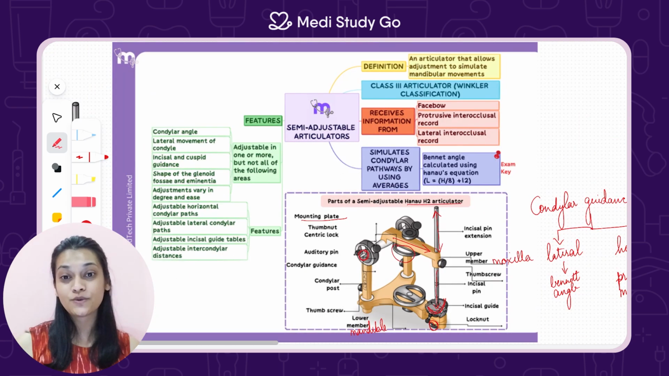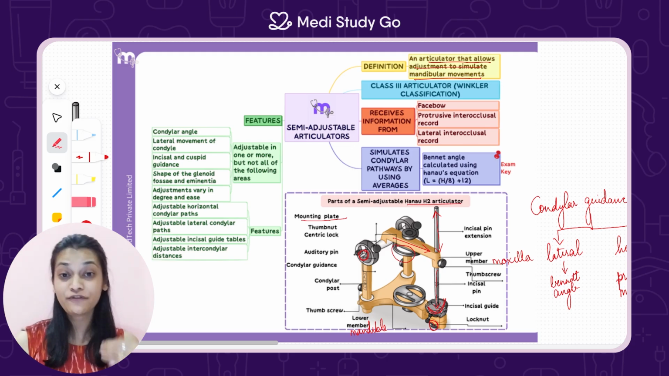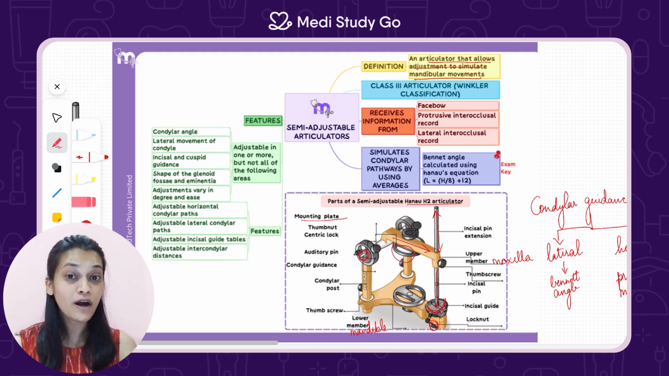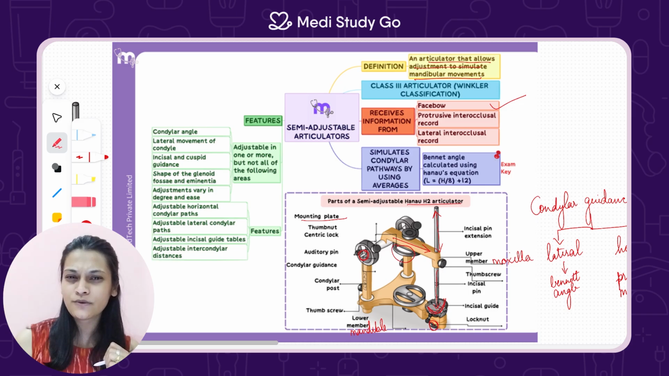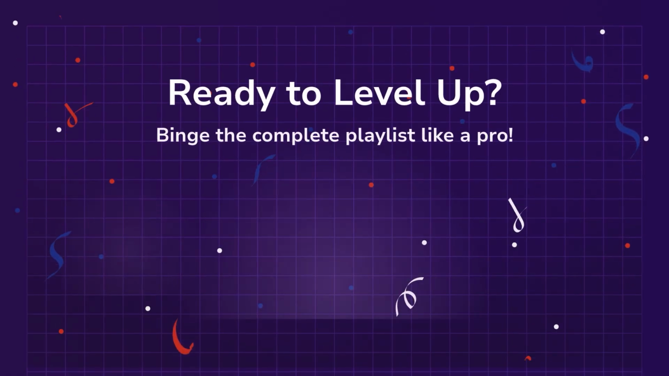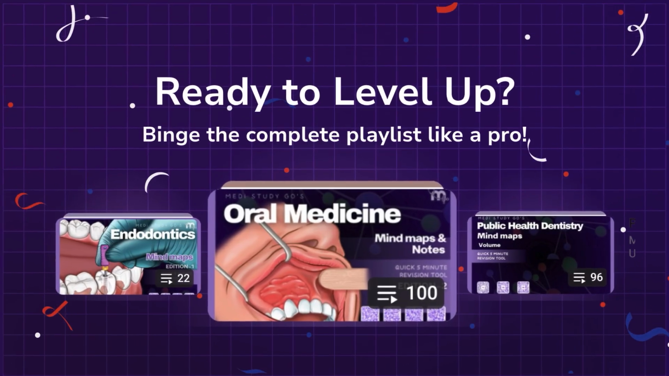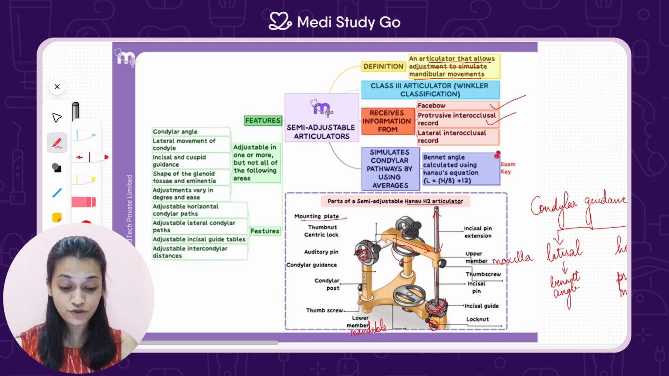So now let's move on to understanding the semi-adjustable articulator. As the definition says, an articulator is a device that allows adjustment to simulate mandibular movement. So if it has to produce mandibular movement, it should accept some kind of records. Now what records would it be? First thing would be your face bow. What is face bow going to help you in? We are going to be discussing in the next lecture. I hope you are binge watching the entire series. If not, you should definitely. Then after face bow, it's going to be the protrusive and the lateral records.